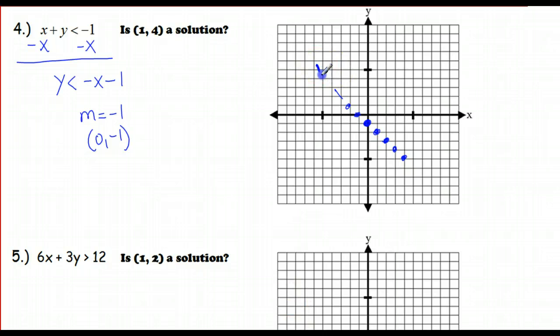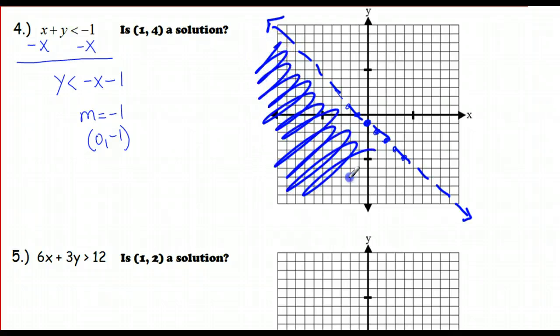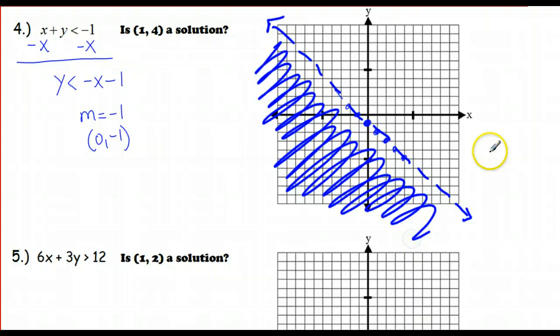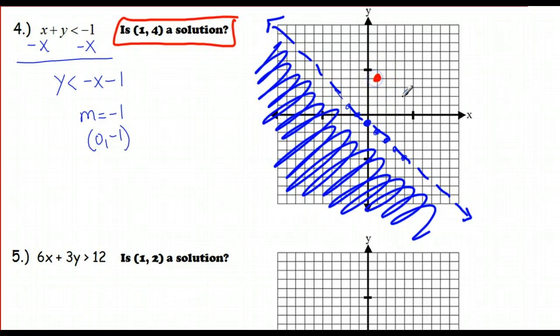Make the line a little bit thicker, so I'm going to make it my dashed line. And now I need to determine how I'm going to shade it. It's a less than symbol, so I'm shading below my line, which is over here. So the question now is, is 1, 4 a solution? 1, 4. So that's where 1, 4 is. Now, based on the graph, it is not a solution. So we would say no.